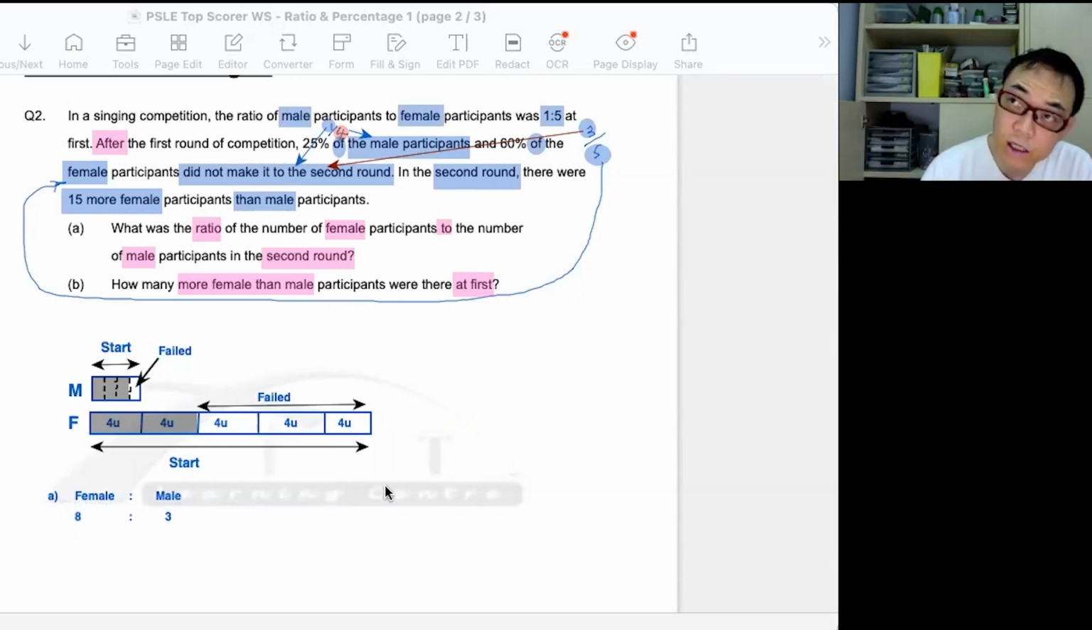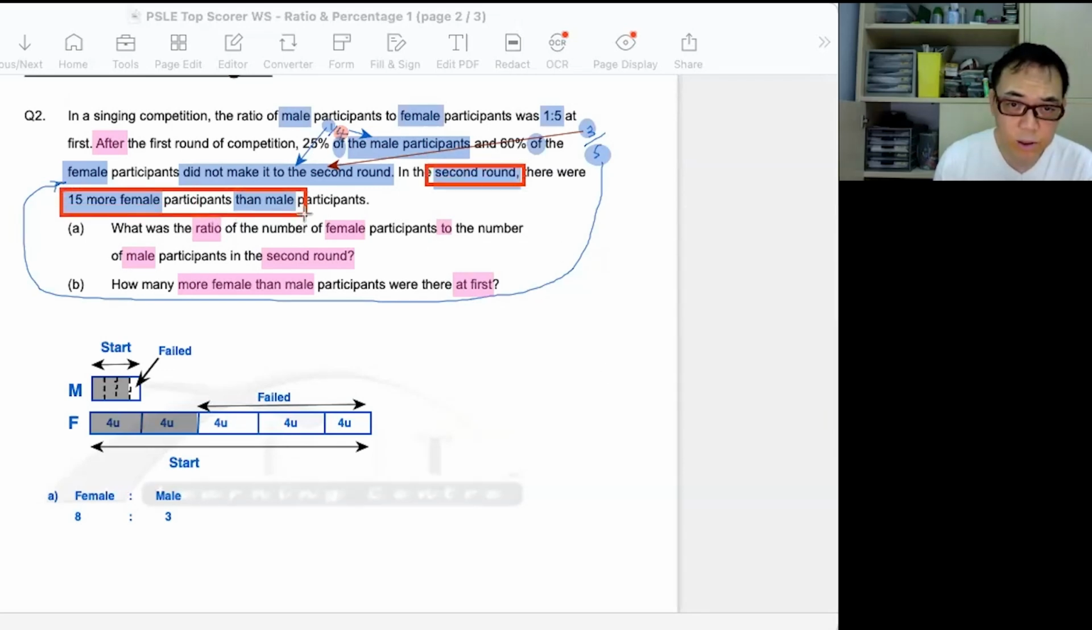Varun, have you managed to get the second part? You did, okay. The question is now asking you, how many more female than male were there at first? The clue given to you is that there were 15 more female than male in the second round. The clue is here. This is where you use it. In the second round, there were 15 more female than male. And the difference between the female and male is here.